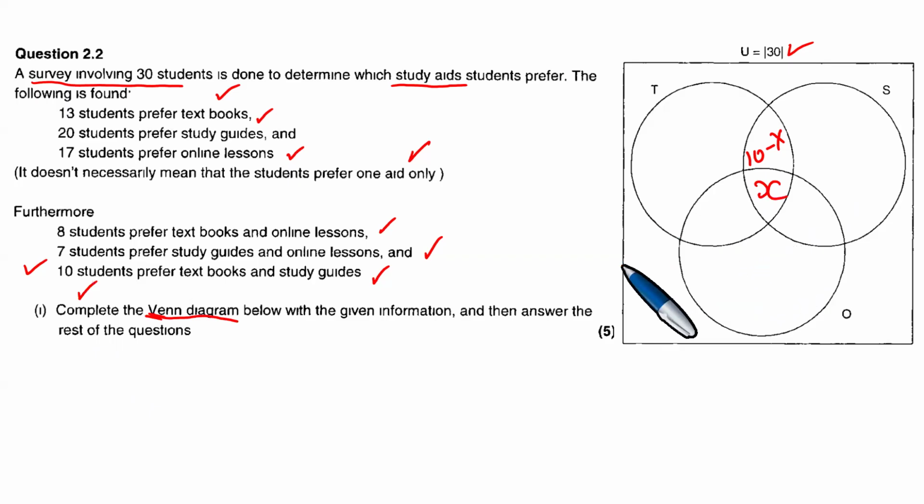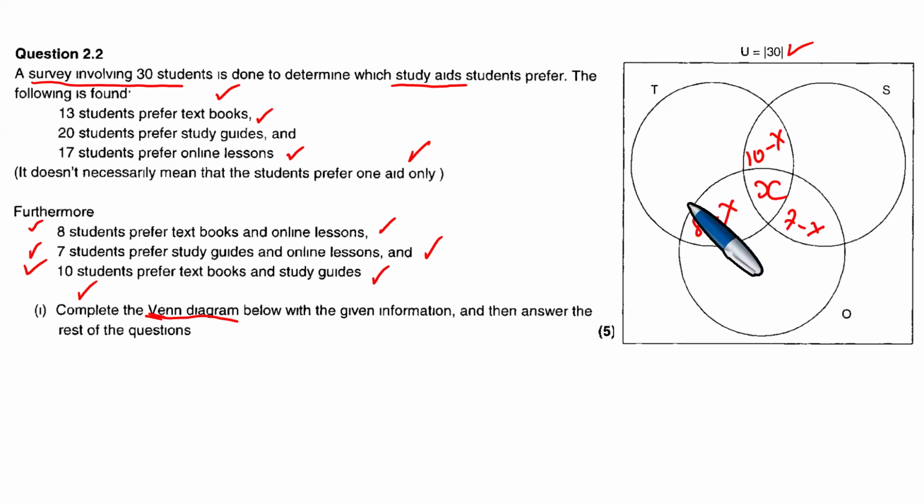Next, as we do the Venn diagram, we continue. There are 7 students who prefer study guides and online lessons. Study guides and online lessons are 7, so here we would have 7 minus X also. And we have 8 students who prefer textbooks and online lessons. So you have 8 minus X.